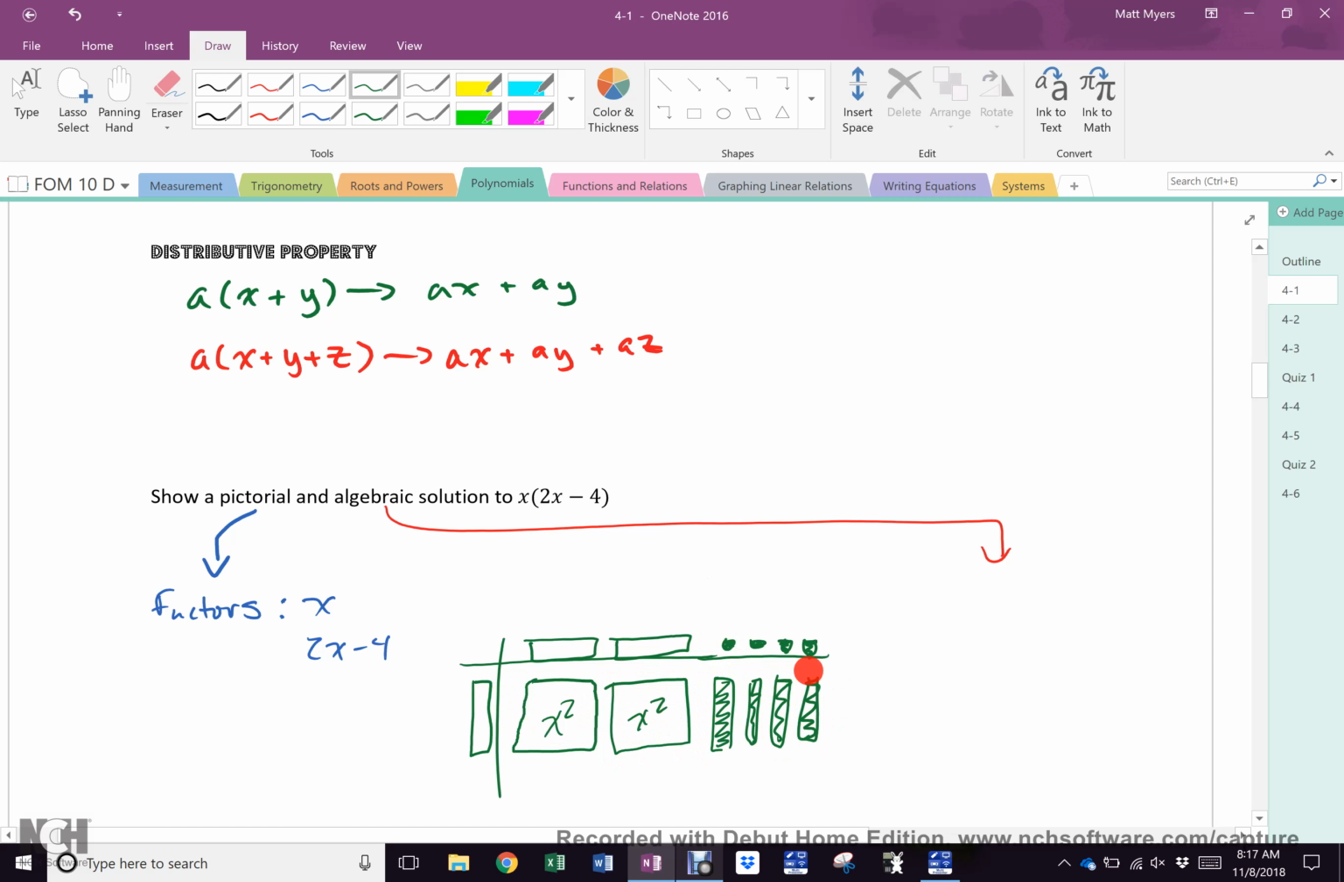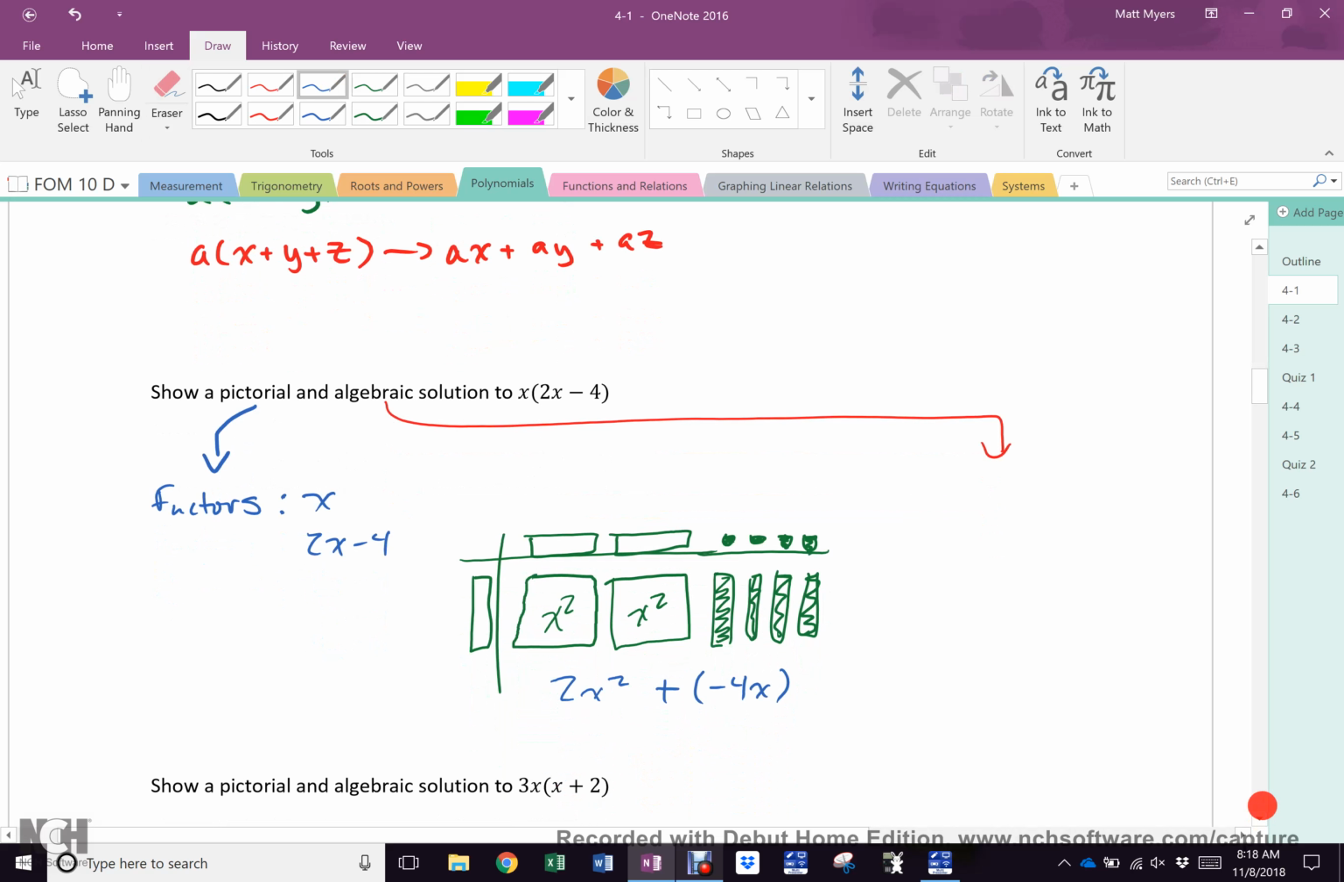And now my answer lives in here. And all you have to do is count. 2x squared. Technically, it's plus negative 4x, right? Because subtraction doesn't exist. It's adding negatives. But math guys are too lazy to write that, so what do we write? 2x squared minus 4x. Okay? Everybody good?